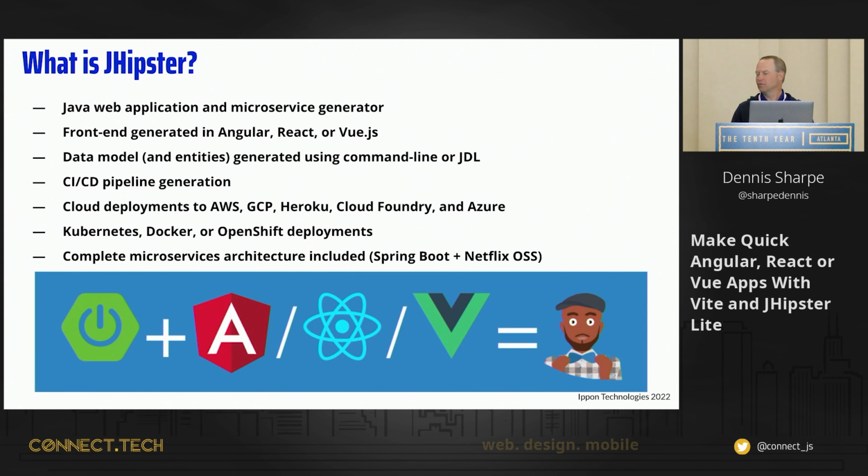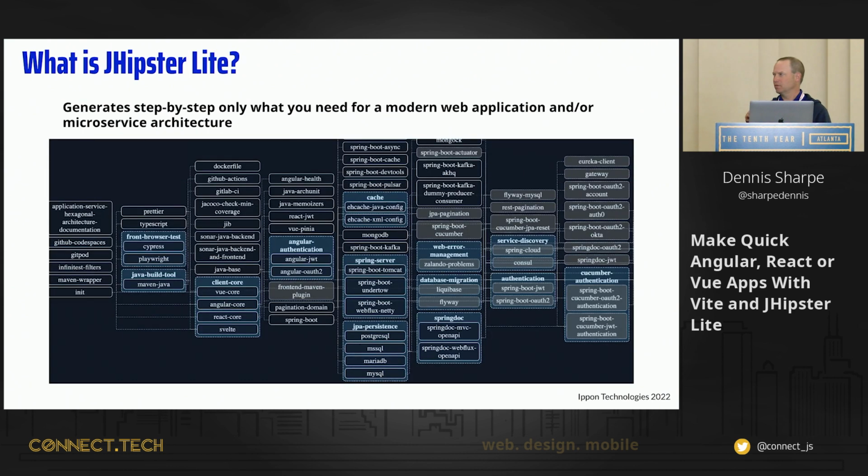JHipster has grown over the years. It creates a relatively large application typically from the jump, but it does have a lot of pieces already included for you. The difference is JHipster Lite kind of flips that and says, I want to create something, but I just want to use the very bare minimum of what I need. JHipster may actually add a lot of things that I don't need. So JHipster Lite is like, okay, here's a whole list of components.